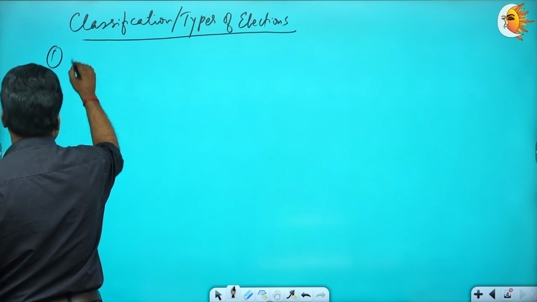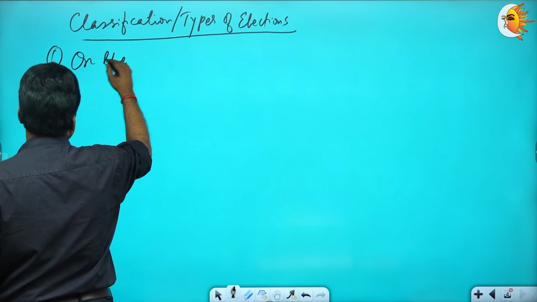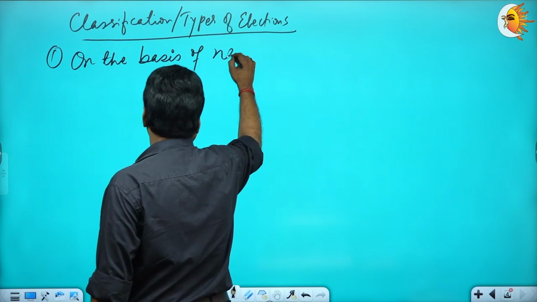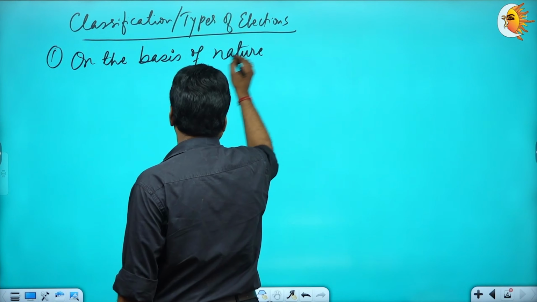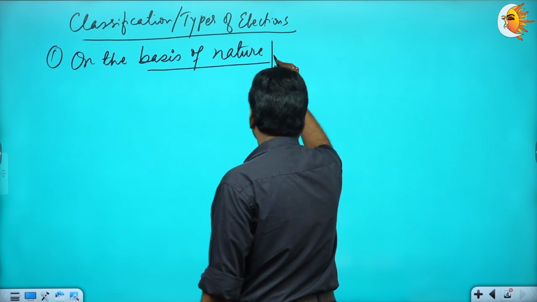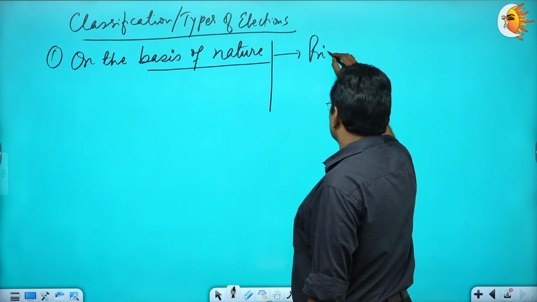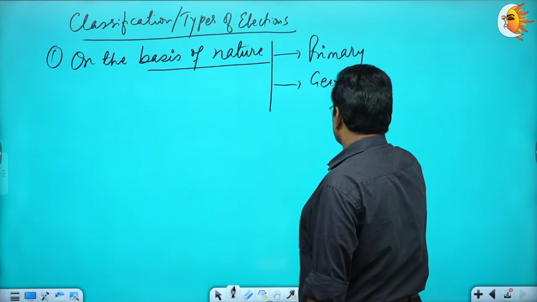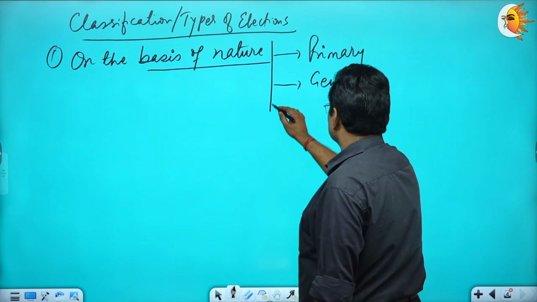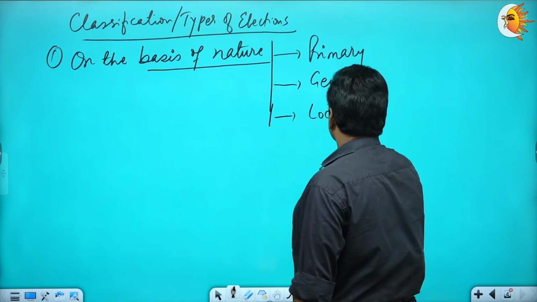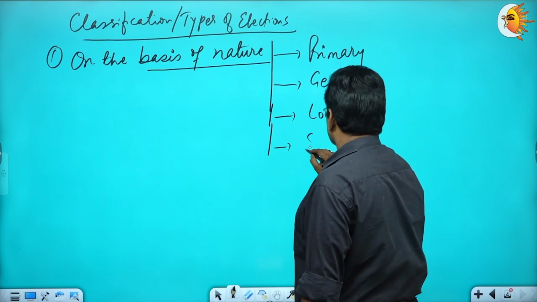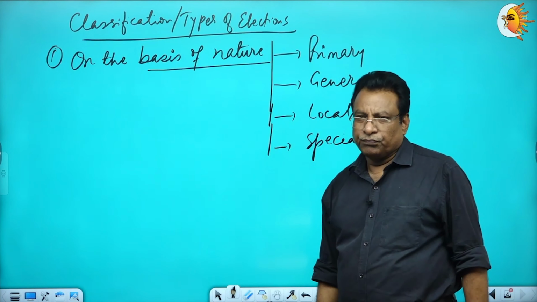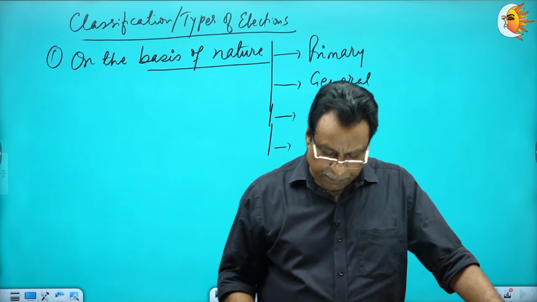First is on the basis of nature. We have primary, general, local, and special. What happens in primaries?